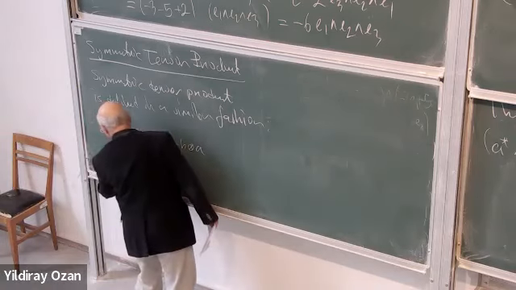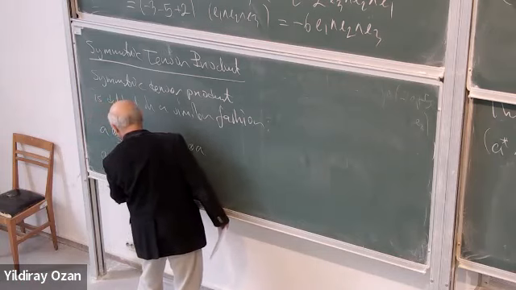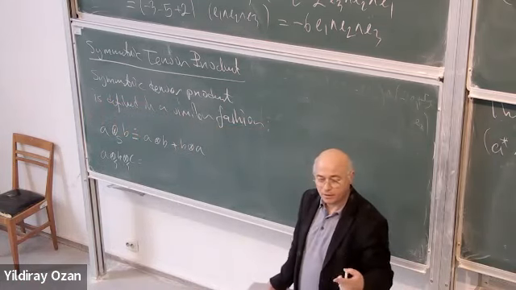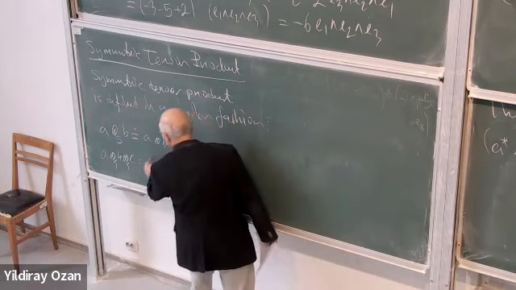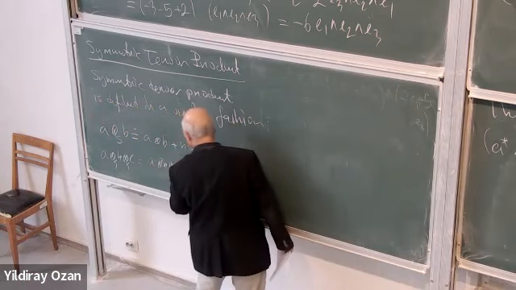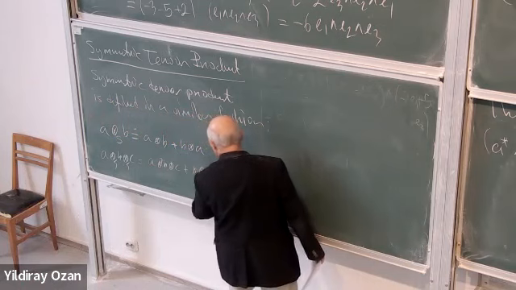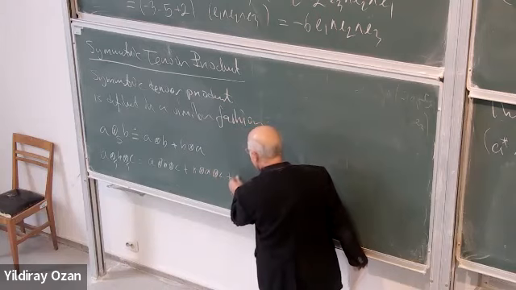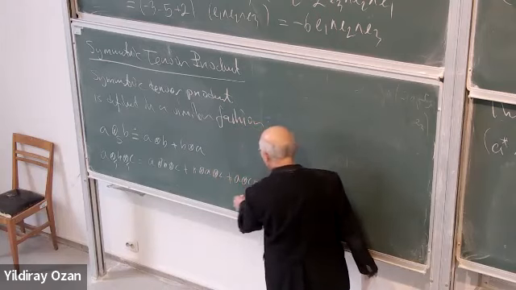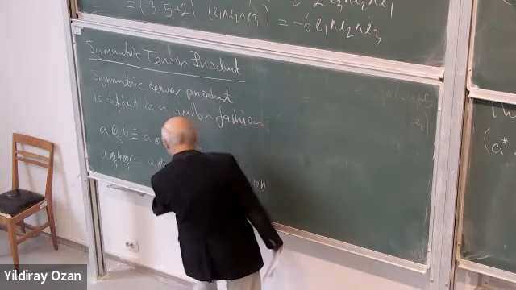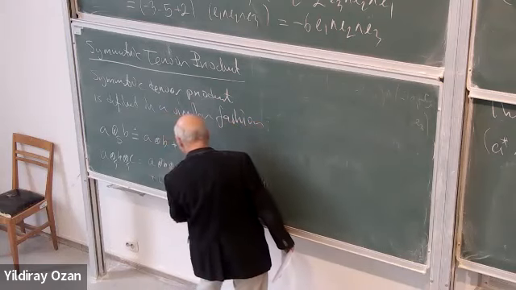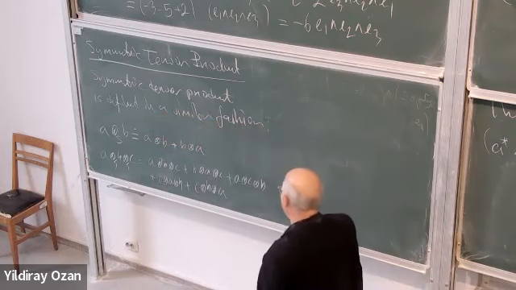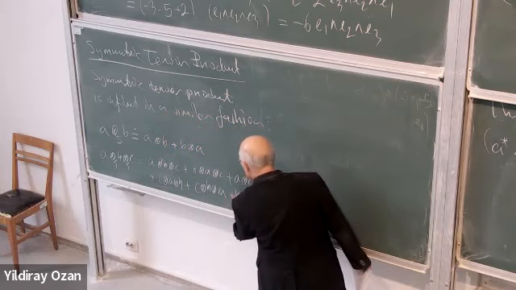What about this one? A symmetric B symmetric C. What would this be? Well, we would have 6 terms, right? It will be A tensor B tensor C plus B tensor A tensor C plus A tensor C tensor B plus C tensor A tensor B plus B tensor C tensor A plus C tensor B tensor A.